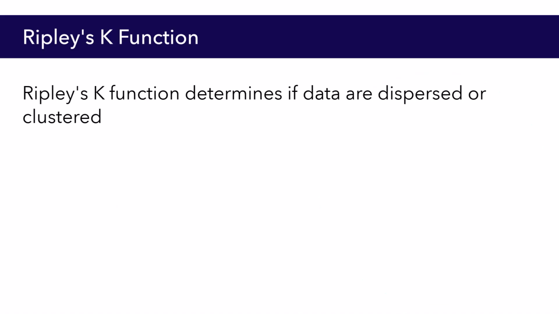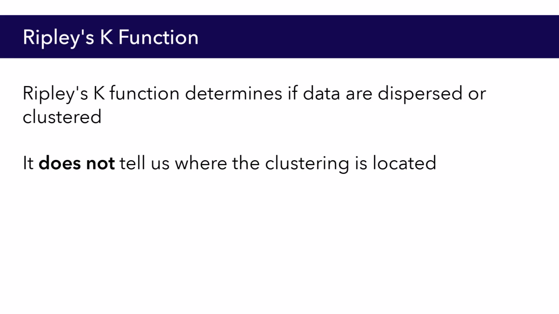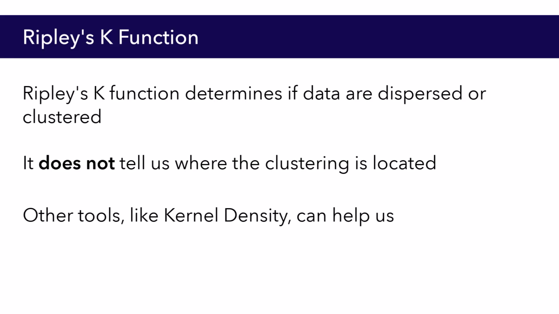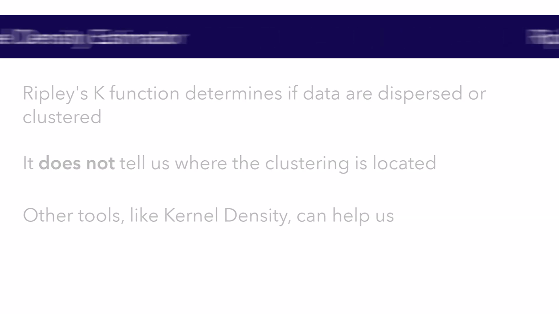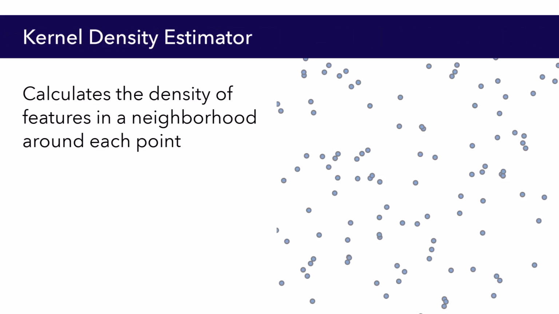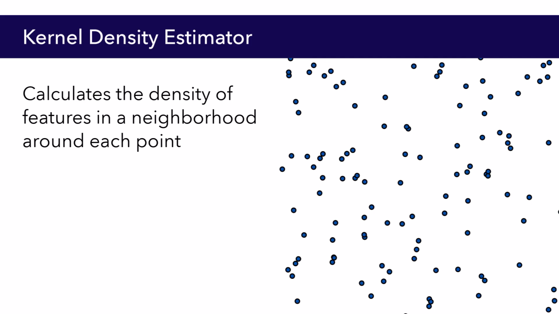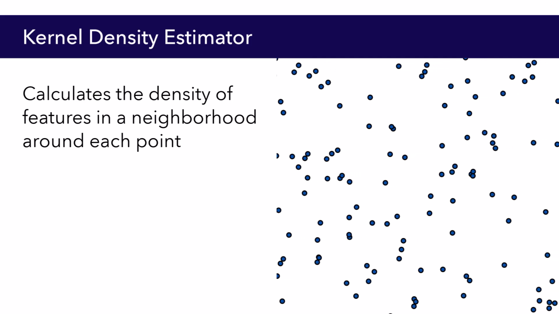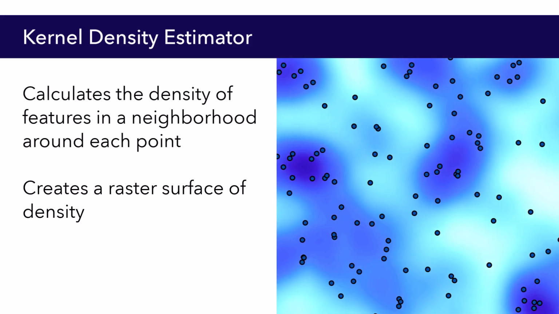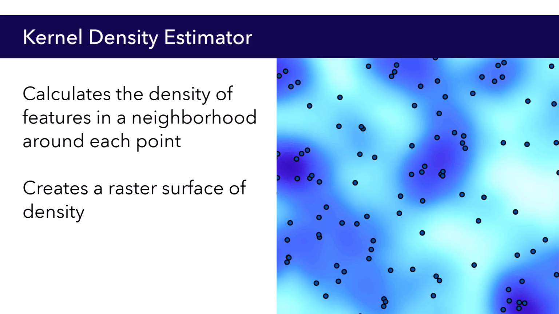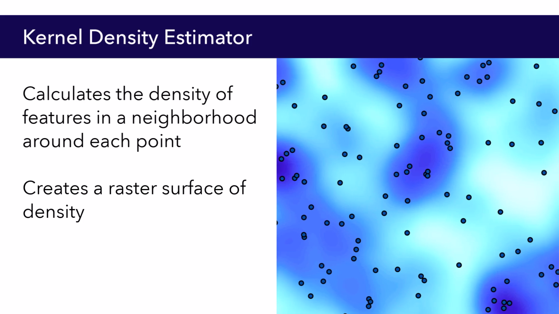As mentioned, Ripley's K gives a good indication of whether or not the data are clustered or dispersed, but it does not tell us where that clustering is occurring. If we need to know explicitly where the clusters are located, then a kernel density estimation is a good choice. The kernel density tool calculates the density of features in a neighborhood around each point and creates a raster surface that represents the density of observations across the study area.